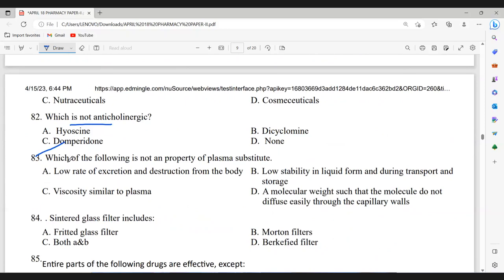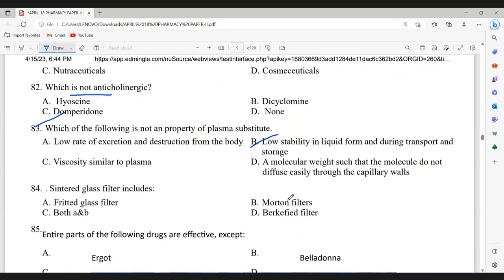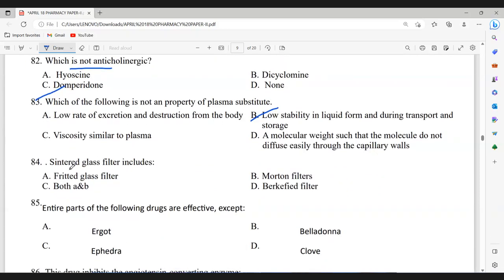In 83, which of the following is not a property of plasma substitutes? Not a property: low stability in liquid form and during transport and storage. In 84, sintered glass filters contain both fritted glass filter and Morton filter.